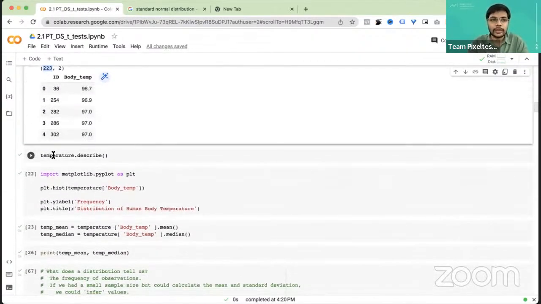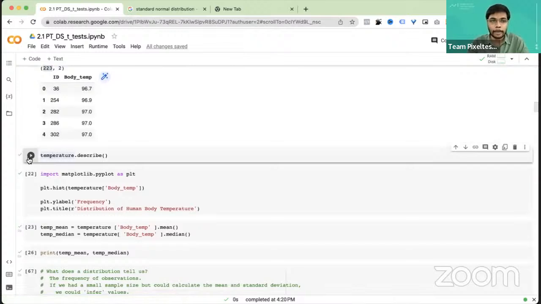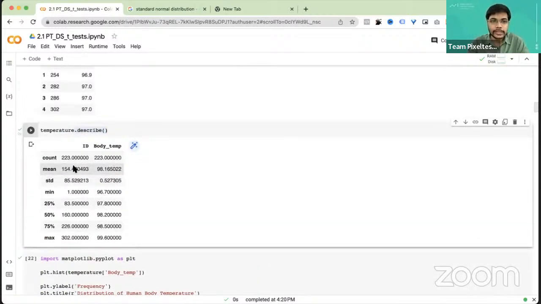If we want to see a few important statistics about it, we are going to use the .describe function over the data. We can see that the count is 223, the mean is 98.16. Yeah, thank you so much, Raja.